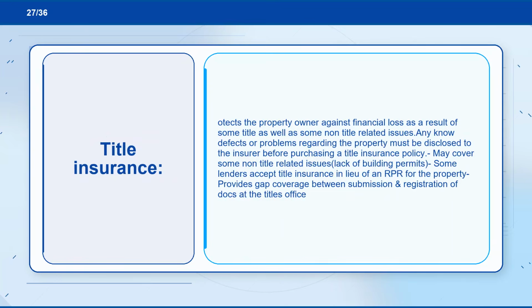Flashcard 27. Term, title insurance. Definition: protects the property owner against financial loss as a result of some title as well as some non-title related issues. Any known defects or problems regarding the property must be disclosed to the insurer before purchasing a title insurance policy. May cover some non-title related issues, for example lack of building permits. Some lenders accept title insurance in lieu of an RPR for the property. Provides gap coverage between submission and registration of docs at the titles office.